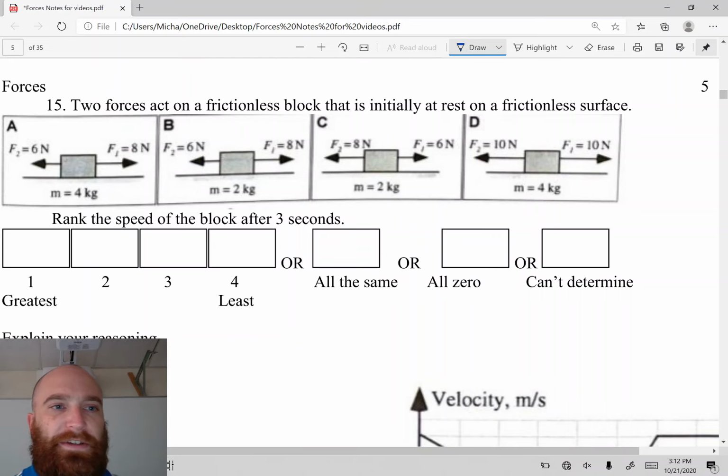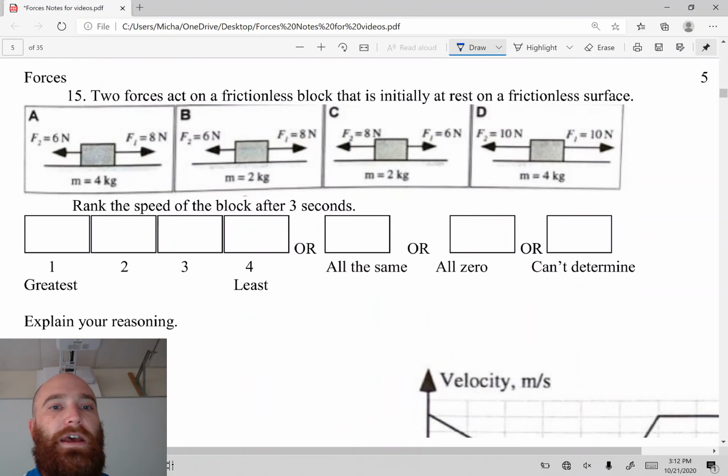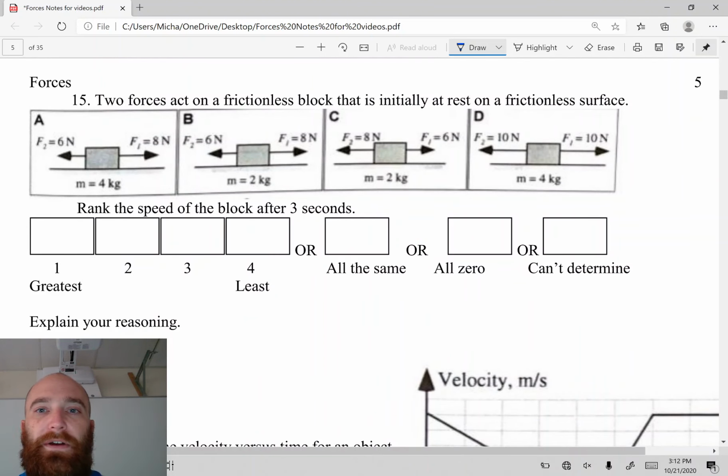Yeah, let's do 15, 16. So 2 forces act on a frictionless block that is initially at rest on a frictionless surface. I want the speed of the block after 3 seconds. All right, we're initially at rest, and we've got forces. Forces cause accelerations. We want the speed after 3 seconds. So the ones with the most acceleration will have the most speed, and the ones with the least acceleration will have the least speed.